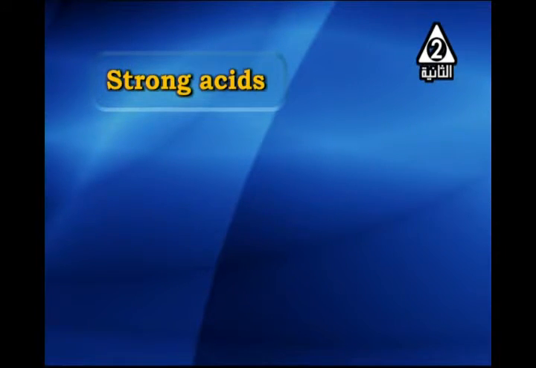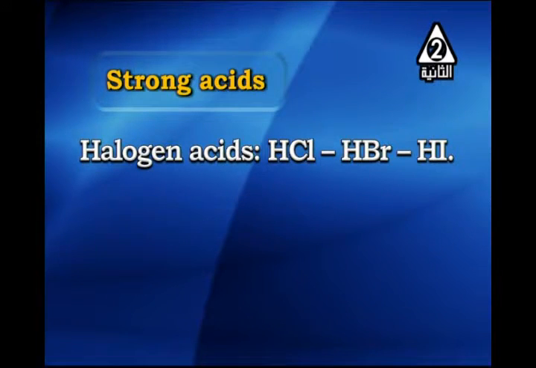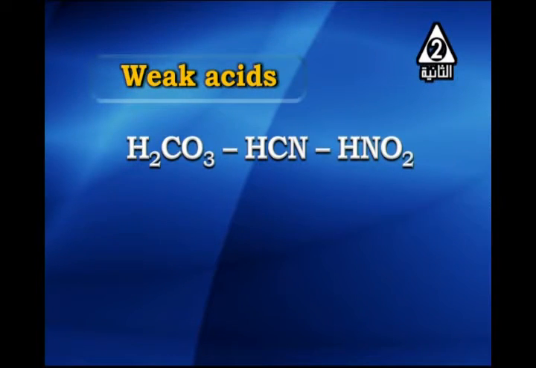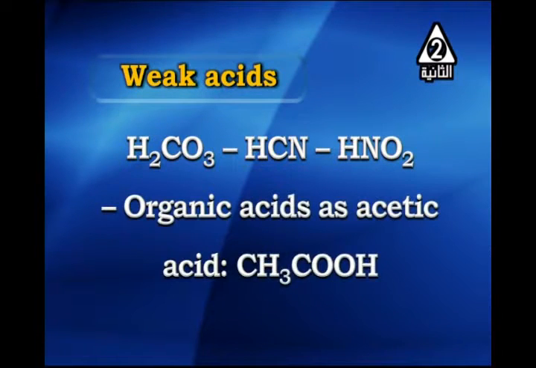My dear student, we know from the previous lesson that the strong acids are hydrochloric acid, hydrobromic acid and hydroiodic acid, which are halogen acids, and also oxygenated acids like perchloric acid, HClO4, H2SO4, and HNO3. And the weak acids are carbonic acid, H2CO3, hydrocyanic acid, HCN, and nitrous acid, HNO2. And all the organic acids are weak acids, such as acetic acid, CH3COOH.